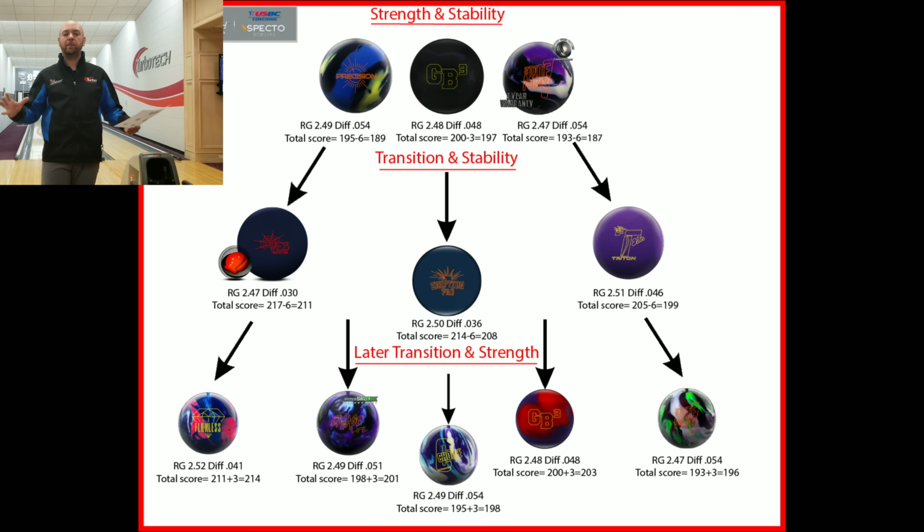Obviously I didn't put all of the balls in here. This was just a specific example of what I probably would try and do and what I am going to be doing for the Masters coming up. We're going to take a look at some of the Storm and Roto Grip balls and do the same thing in the next video, and then we're going to keep moving down, and we're going to do this with all the balls in some of the other companies as well, your Brunswick, your Motive, your Radical. We're just going to move on down the line.